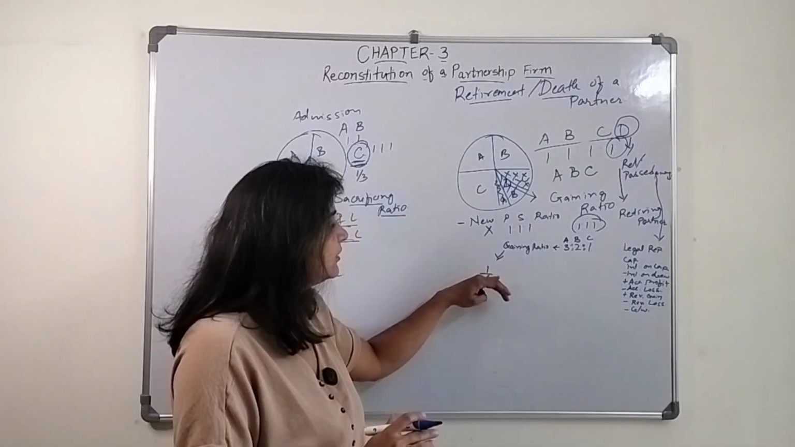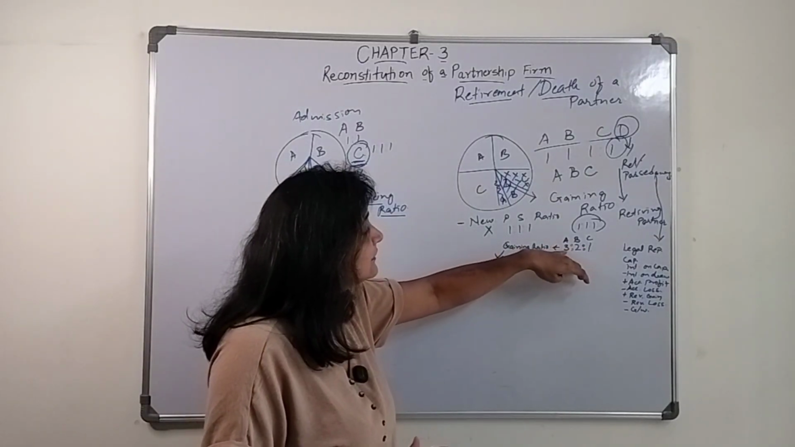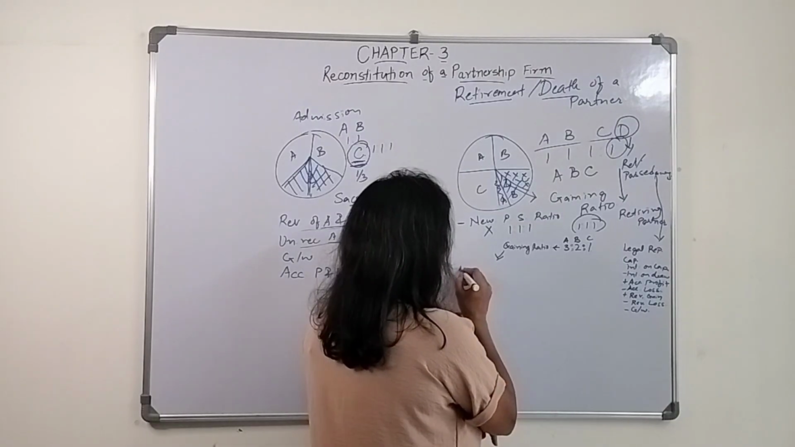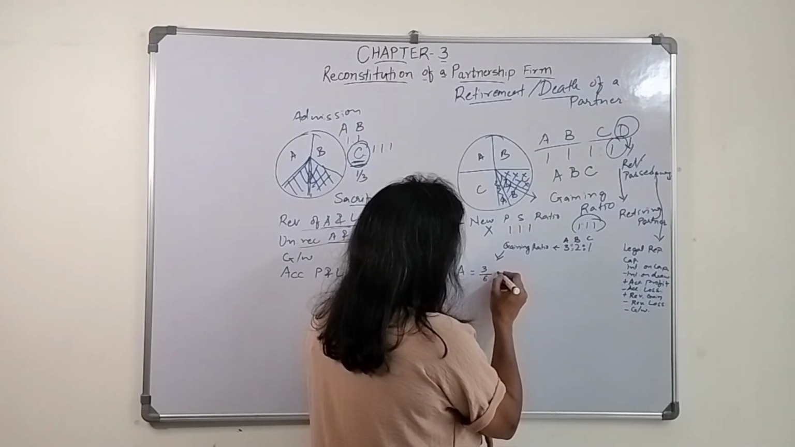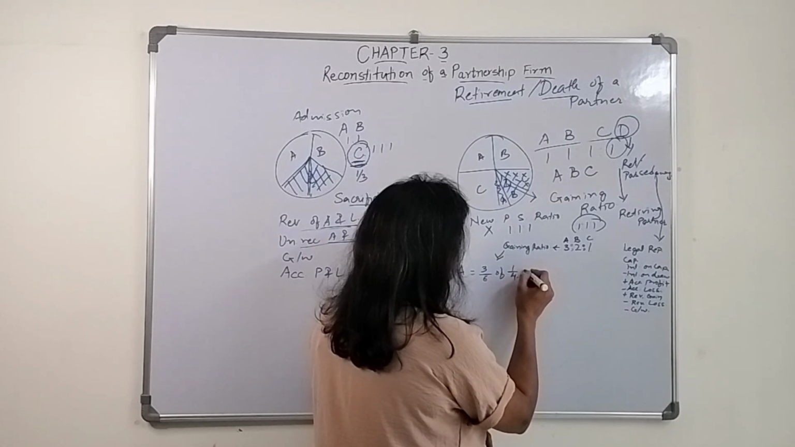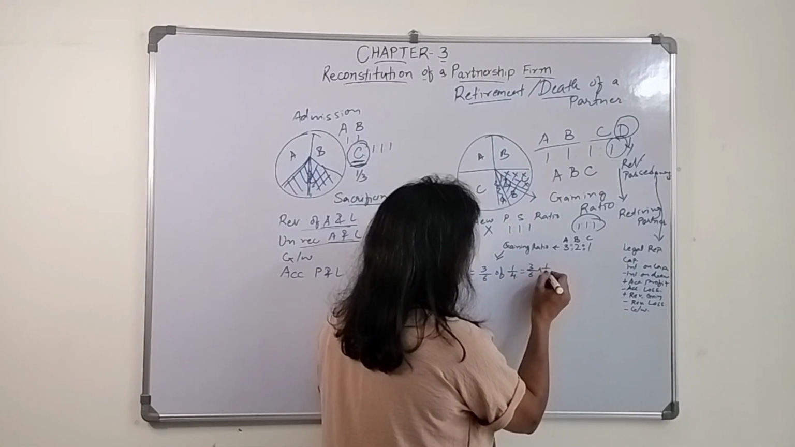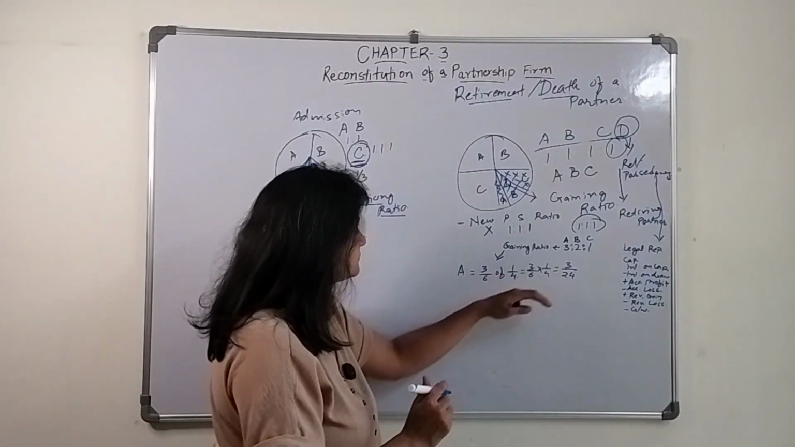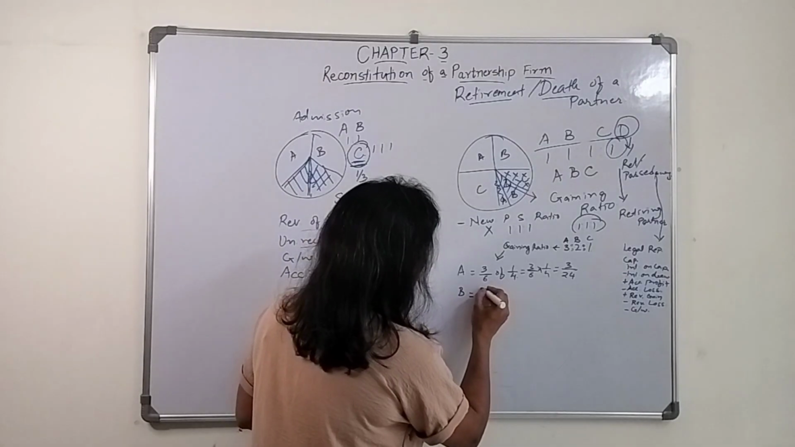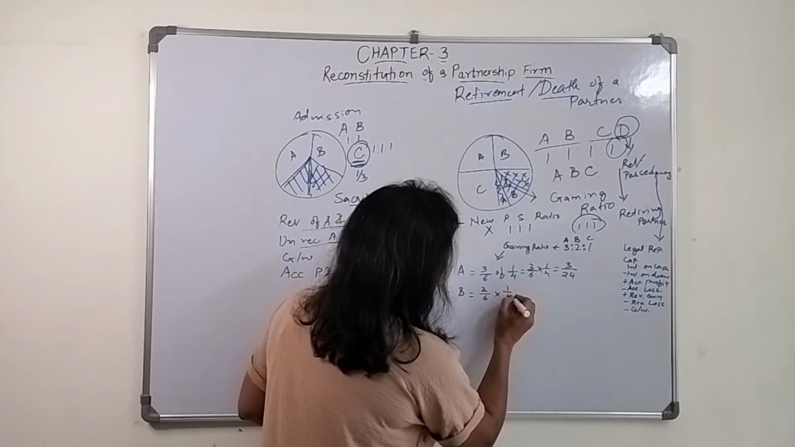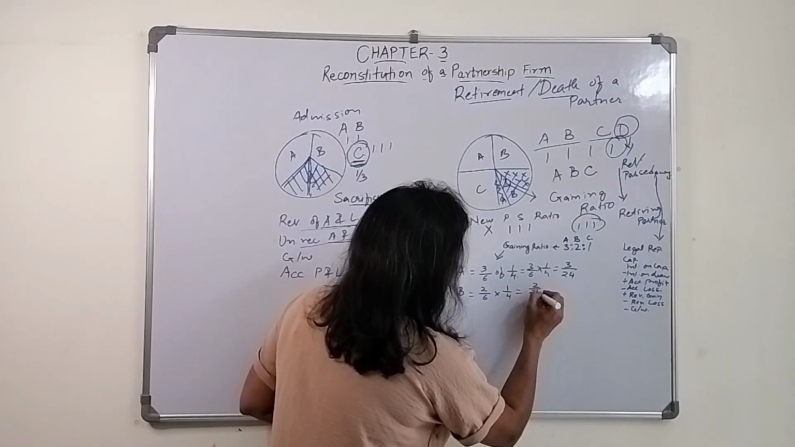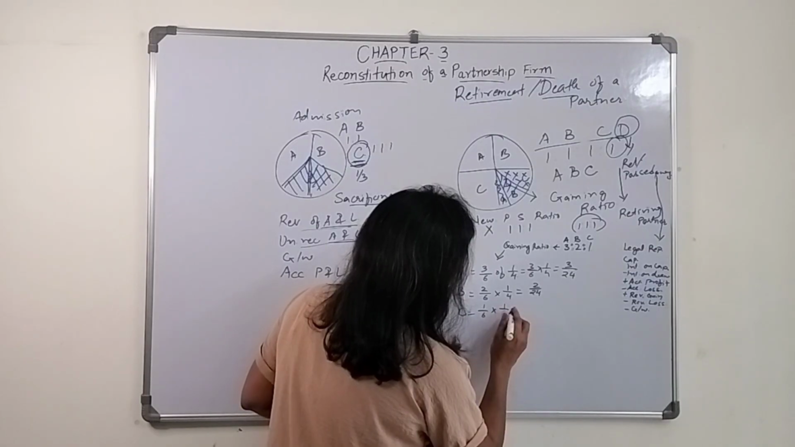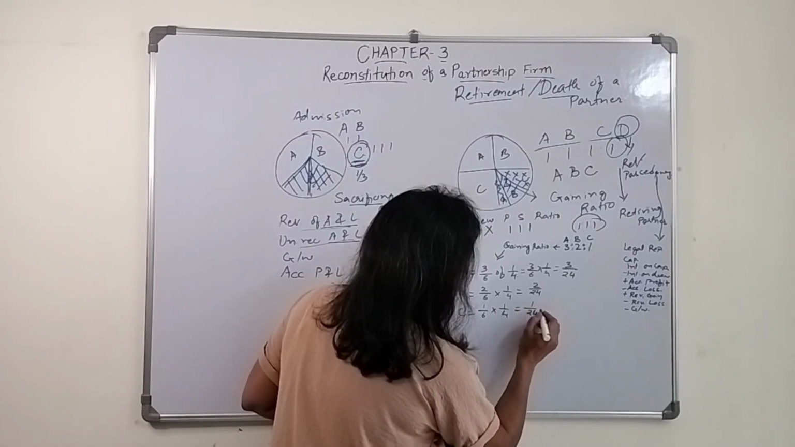How will we determine the new profit sharing ratio? How much is A going to get? 3 out of 3 plus 2 plus 1, that is 3/6 of 1/4. How much is 3/6 of 1/4? 3/6 into 1/4, that is 3/24, since 6 fours are 24. How much is B going to get? B is going to get 2/6 of 1/4, that is 2/24, and C is going to get 1/6 of 1/4, that is 1/24.